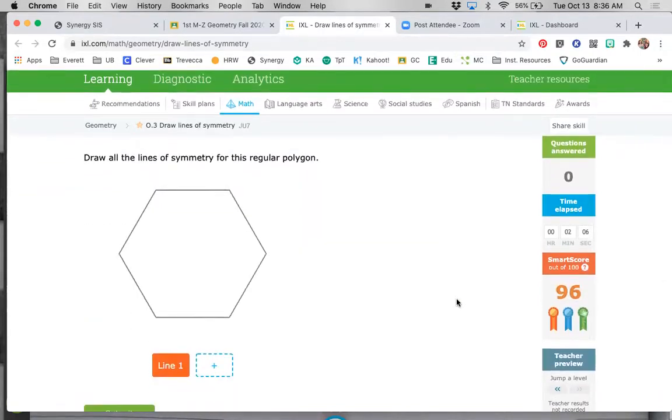Now then, in the challenge zone, this is where you'll have lots of different lines to draw. This is the kind of problem where if I were doing it on paper, I would number them as I go. So this is a regular hexagon. Regular means all the sides are the same and all the angles are the same.